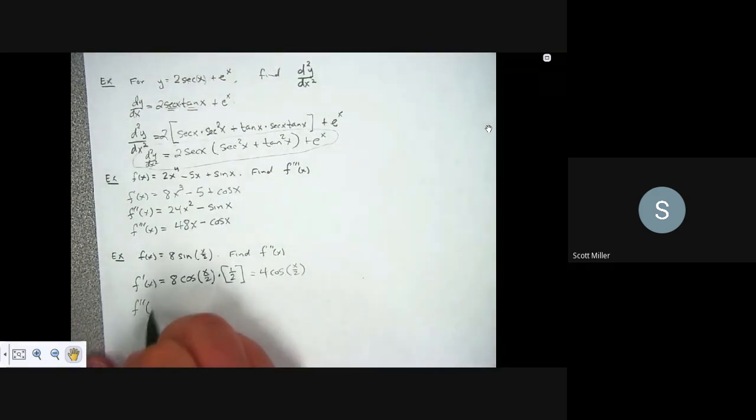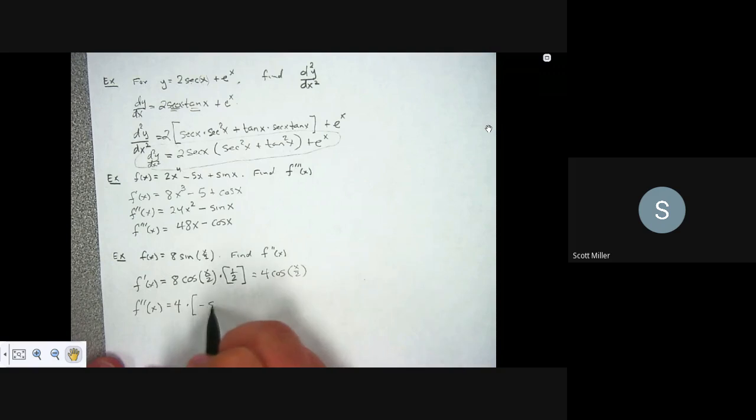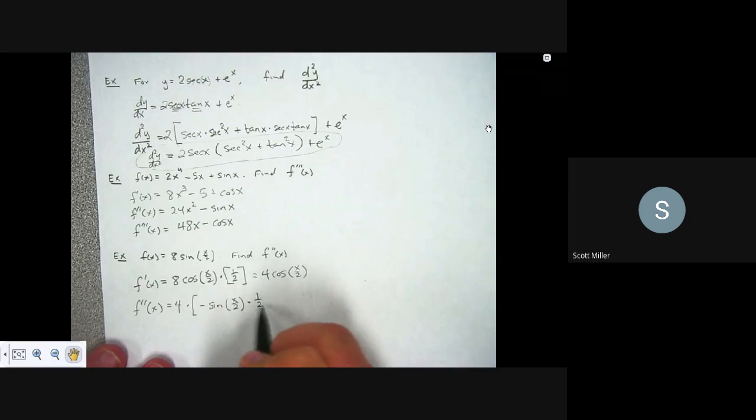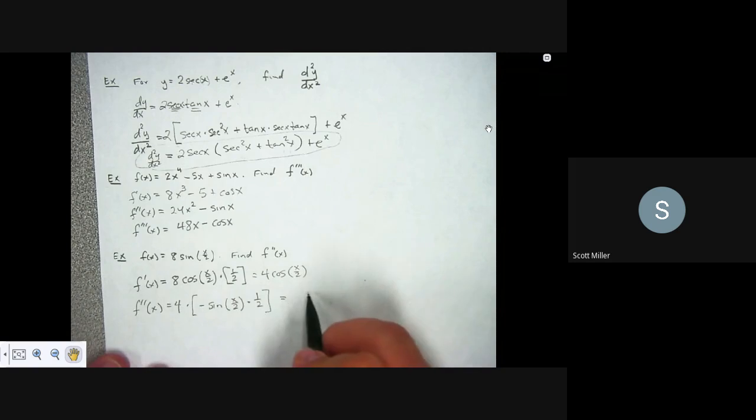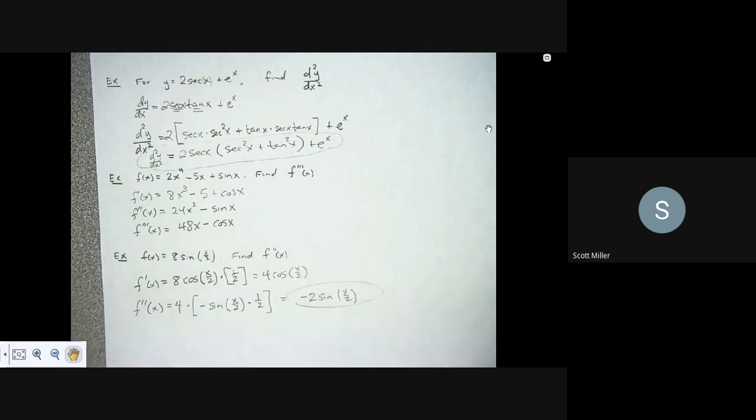So f double prime of x then is going to be the constant 4 times the derivative of the cosine, which is minus the sine of the quantity, then times 1/2, the chain rule. And there we are. And then I can clean this up, and I'm going to get a negative 2 times the sine of x over 2. And there you go. Okay.